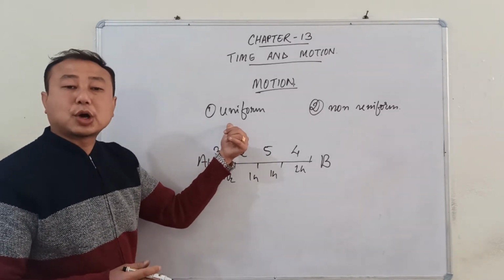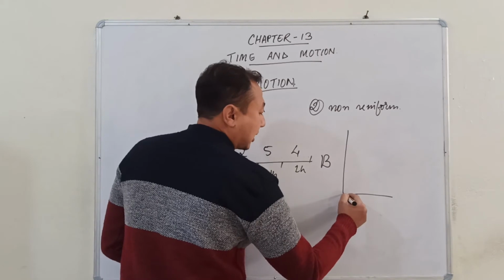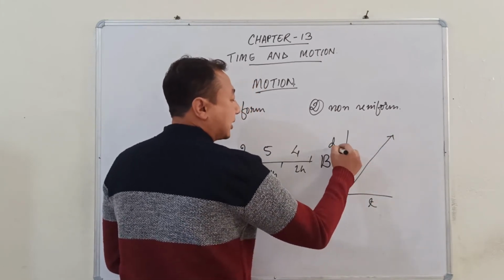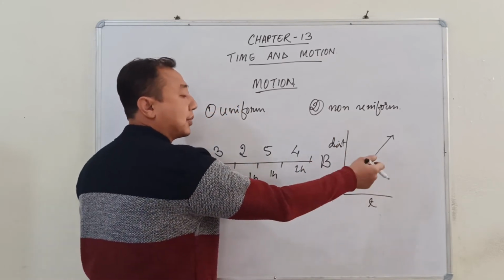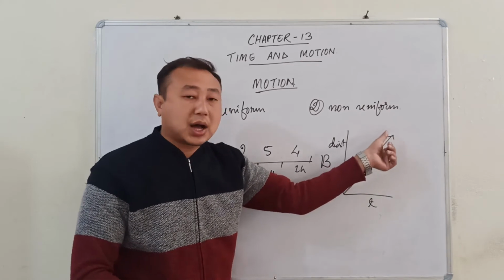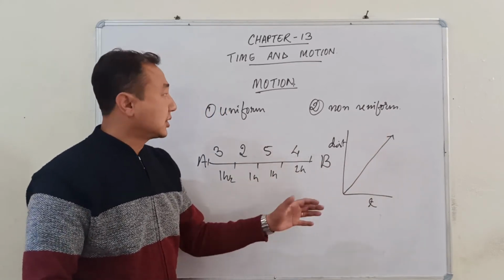The uniform motion of an object can be represented in the graph by the help of a straight line. If we take the time and the distance covered by the object, and if we represent the distance time graph on a graph paper, then we will get the graph as a straight line starting from the origin. So this is about the motion.